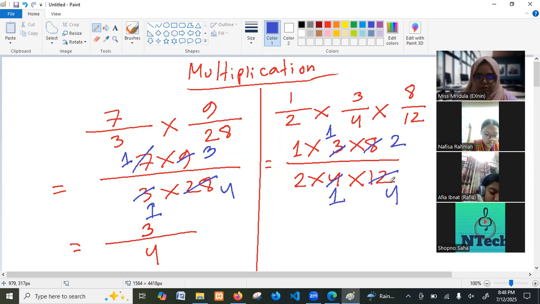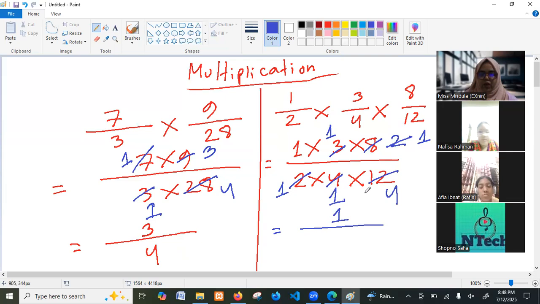Can you see another one? Yes, Miss. 2 by 2. We have here a 2, we have here a 2, right? So I can divide both of them by 2. So now I have very small numbers. What do I have? I have 1, 1, and 1, right? That means I have only 1. And in the down, I have 1, 1, and 4. So 1 times 1 is 1, and 4 times 1 is 4. So our answer is 1 by 4. It's a very short answer. Okay.